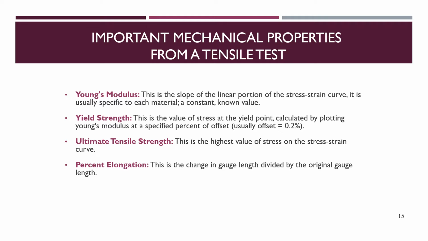Next one is ultimate tensile strength. This is the highest value of stress on the stress-strain curve. And lastly, the percent elongation or ductility. This is the change in the gauge length divided by the original gauge length.